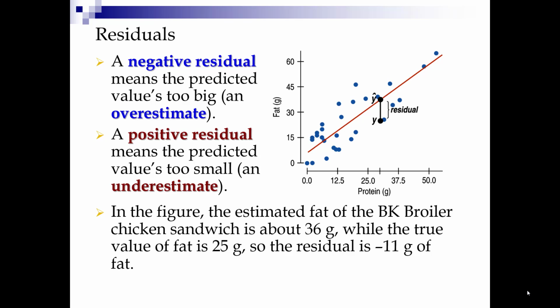In the graph above, we can see that the BK broiler was estimated to have approximately 36 grams of fat. Well, in actuality, it had 25 grams of fat. So if we take the actual, which is 25, minus the predicted of 36, we get a residual of negative 11 grams of fat.